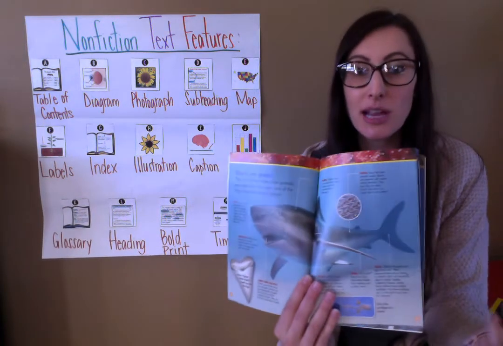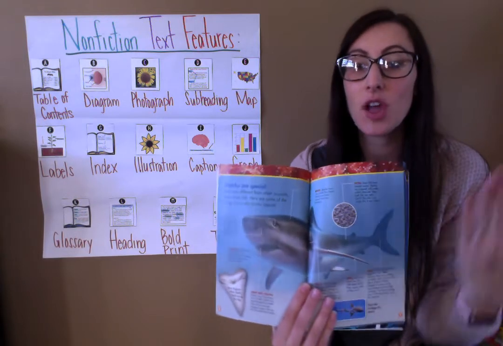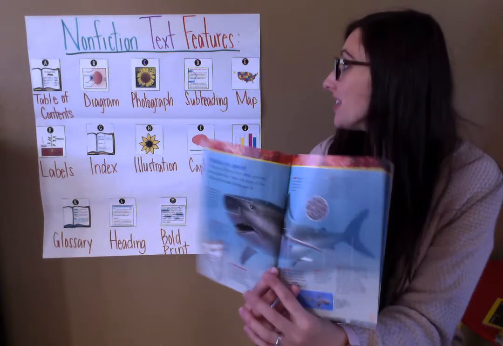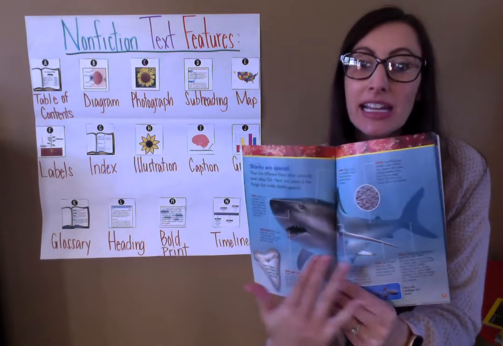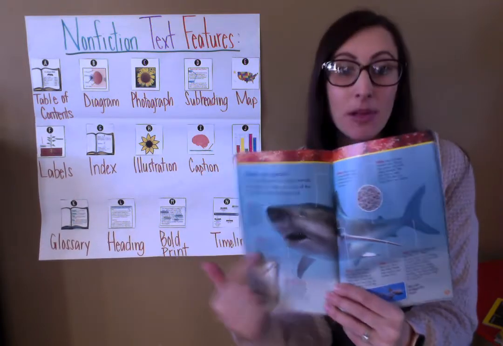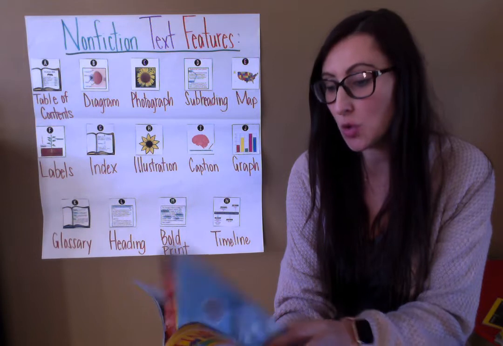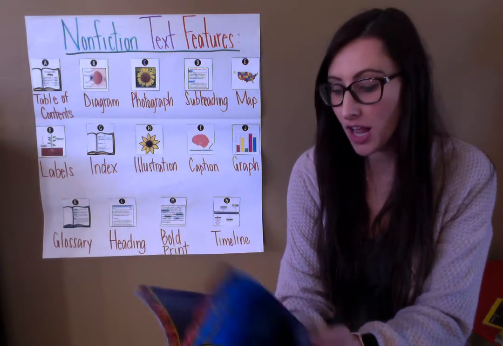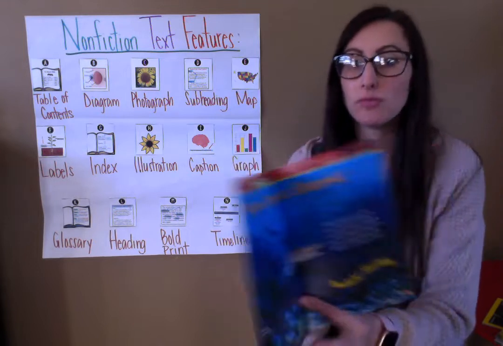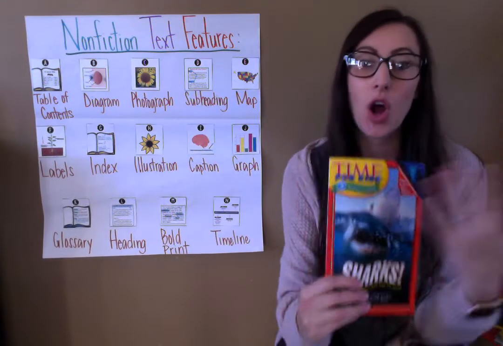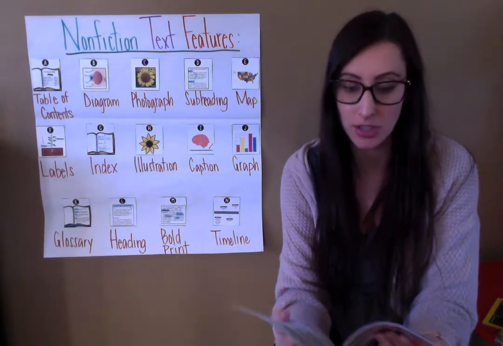Here is another example of an illustration. This is also an illustration. This is also a diagram because it's explaining something. This could also be labels. It's pointing to all these parts on the body to help me to understand that. Okay? So a lot of these elements, they're all on the same page.